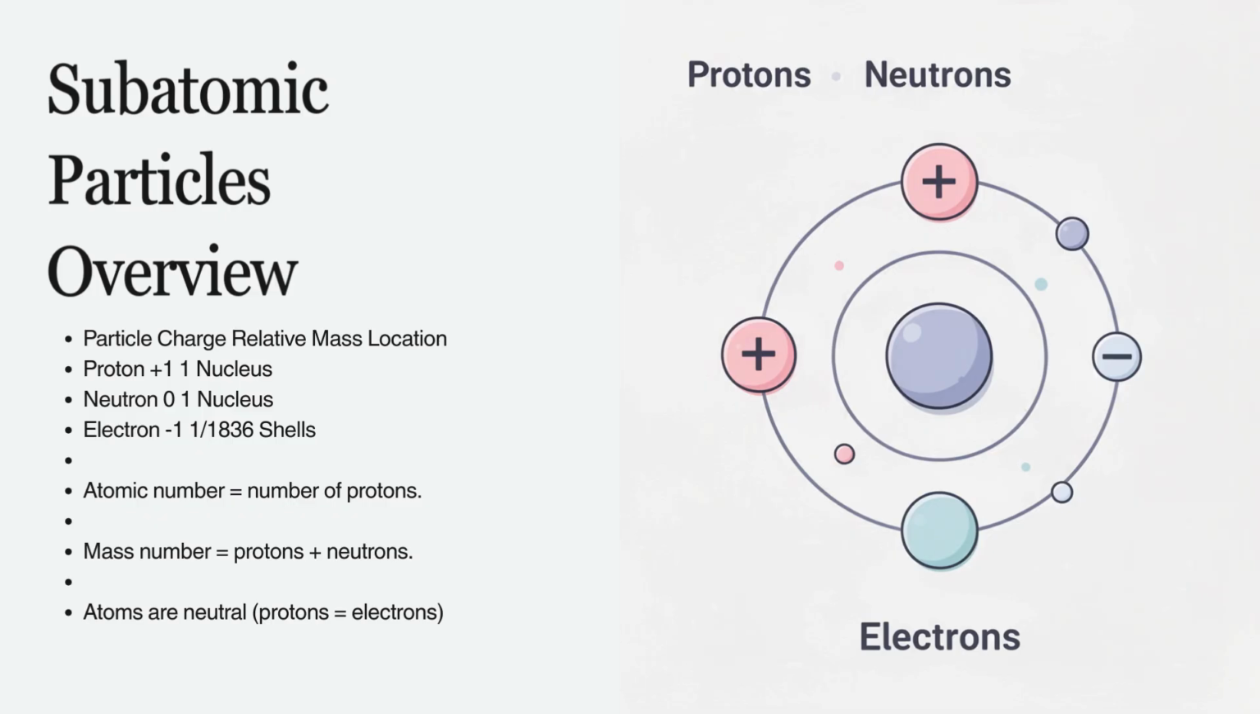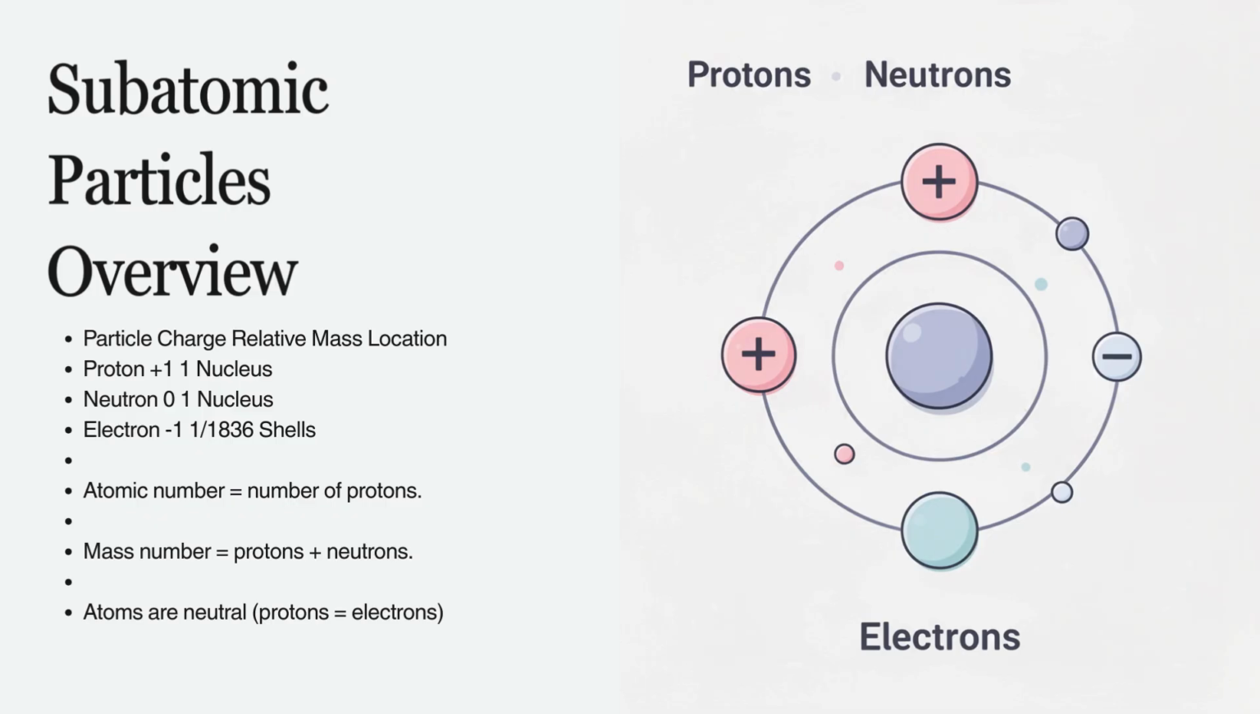There are 3 main particles you need to know for AQA GCSE and relevant to other boards as well: protons, neutrons, and electrons. Protons have a positive charge of +1 and a relative mass of 1. Neutrons have no charge and also a relative mass of 1. Electrons have a negative charge and a very tiny mass, 1 over 1836 of a proton, so very, very small. Protons and neutrons are found in the nucleus and electrons are found in the shells around the nucleus.